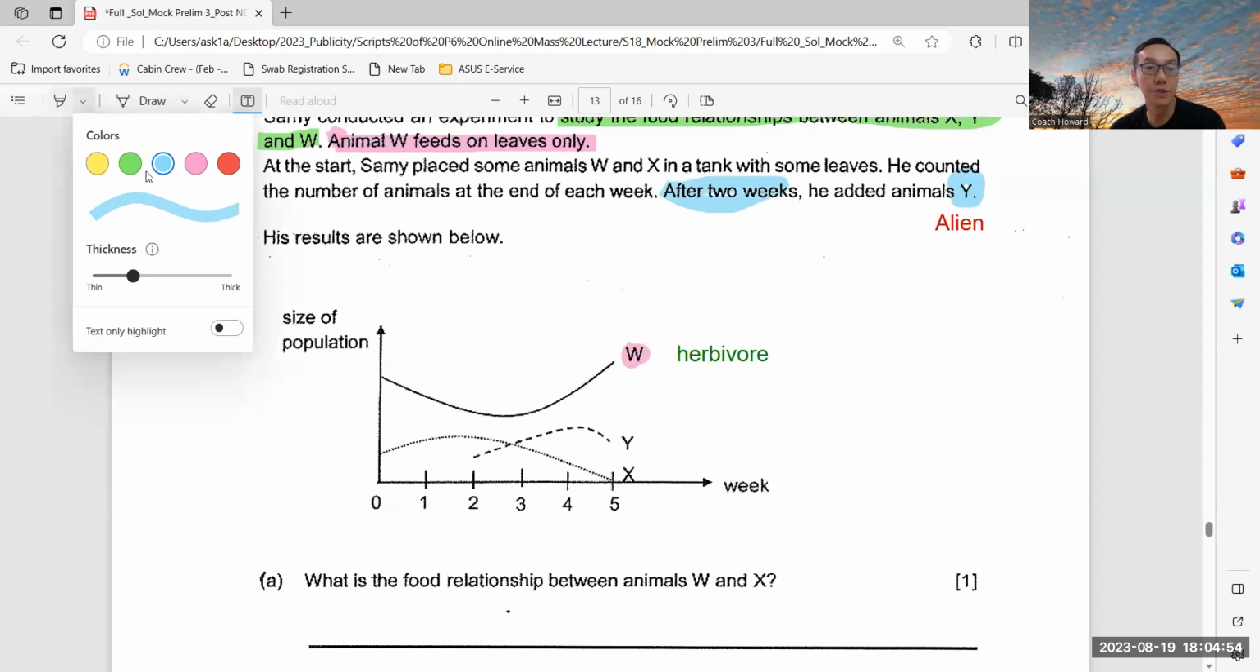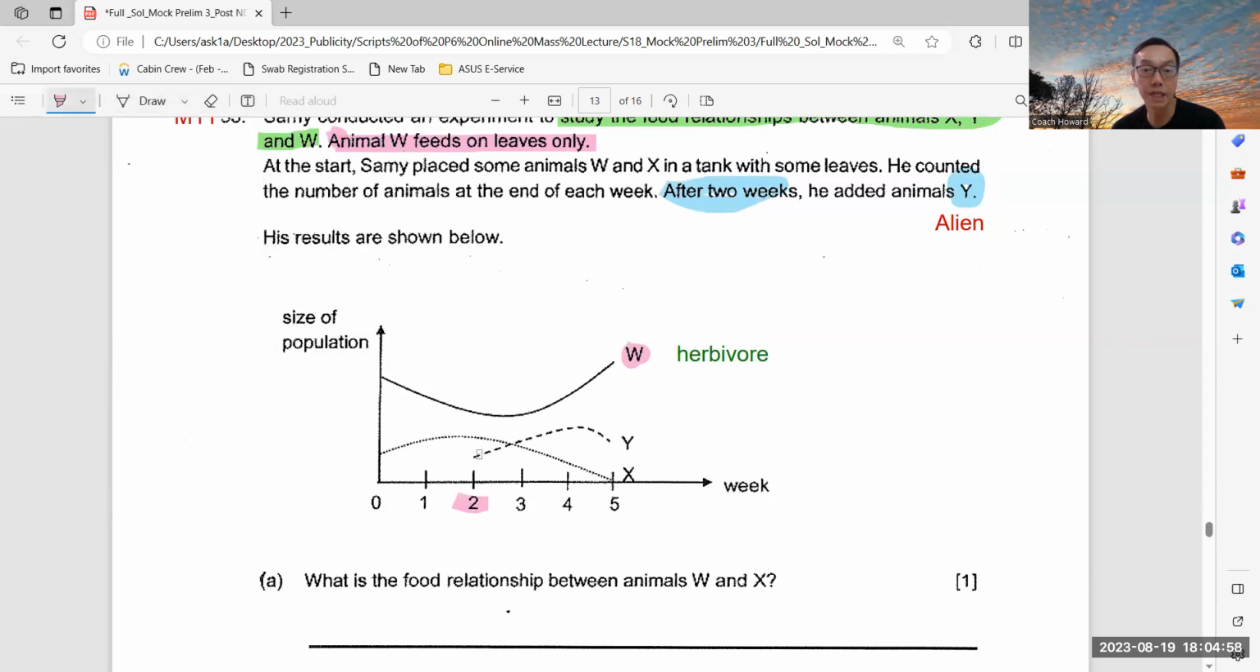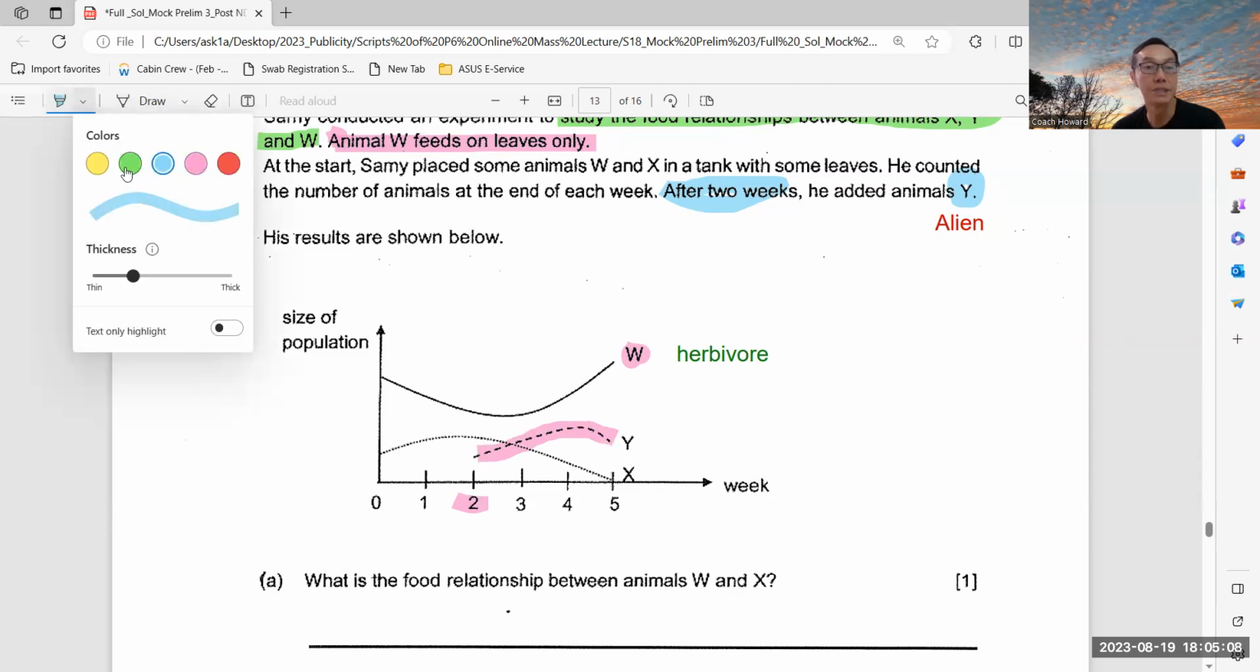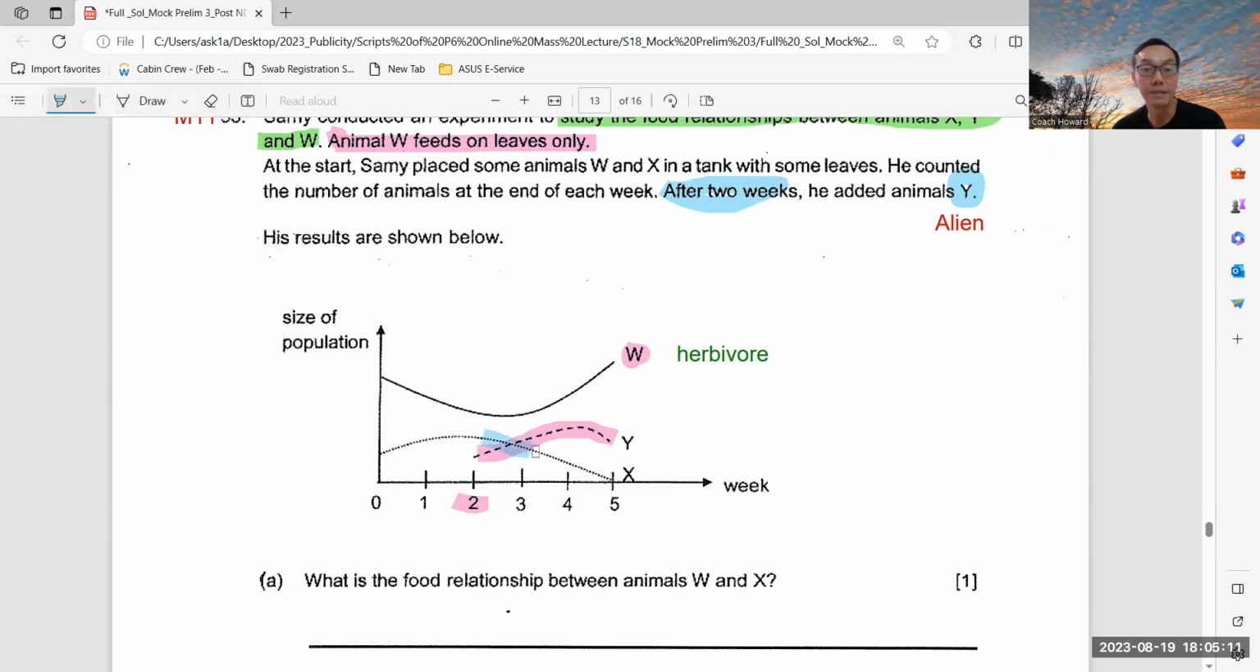When the alien was introduced into the environment at week number 2, can you see it increase? But this increase caused another organism to decrease, which is X. The pattern coincides, because if one increases, the other decreases. This shows a predator-prey relationship. When Y is introduced, can you see the X population start to drop? So this indicates that X is being eaten by Y.